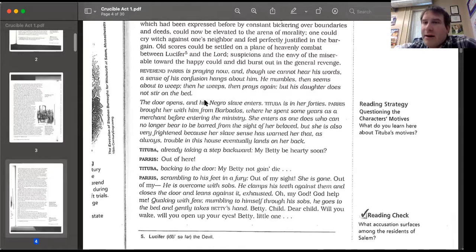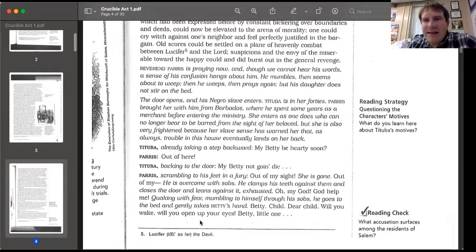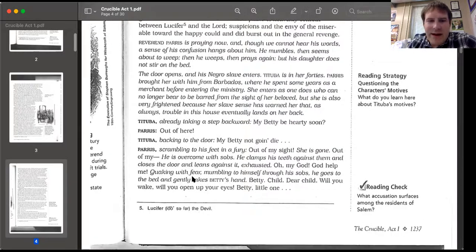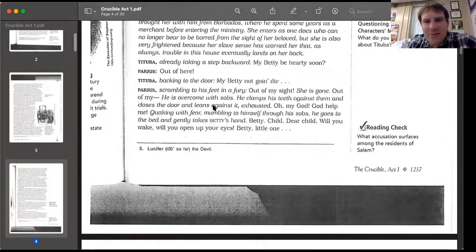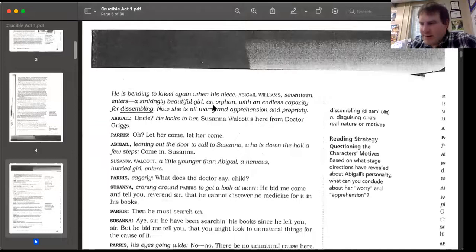And we have Reverend Paris praying over his daughter, and it seems like he cares about his daughter. But earlier he said he didn't care about children. So it's kind of odd that he's praying over his daughter at that particular time. And we kind of get an idea of just how mean this man is throughout all this. And then we move on to the next particular page.